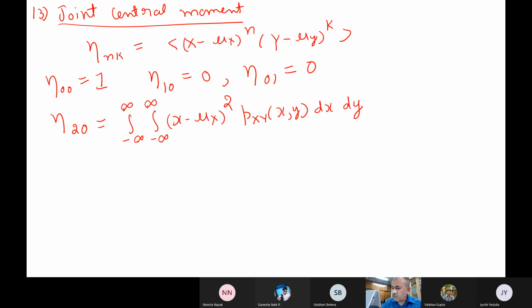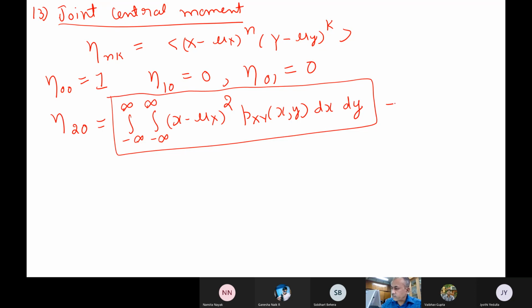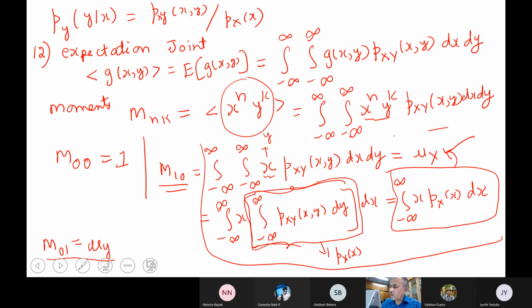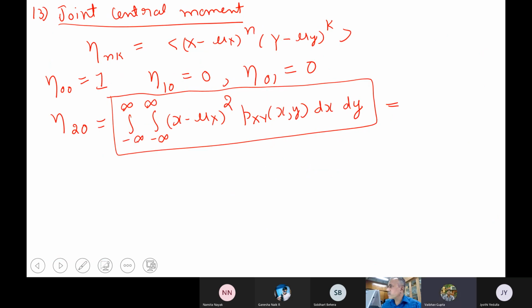Now what will be the value of this expression? What quantity does it represent? It's the same concept you used for the earlier expression. What do we get here? Sigma x square. Obviously, because you integrate over y, you finally get x minus mu x whole square times px of x dx only, which is nothing but the variance of x.